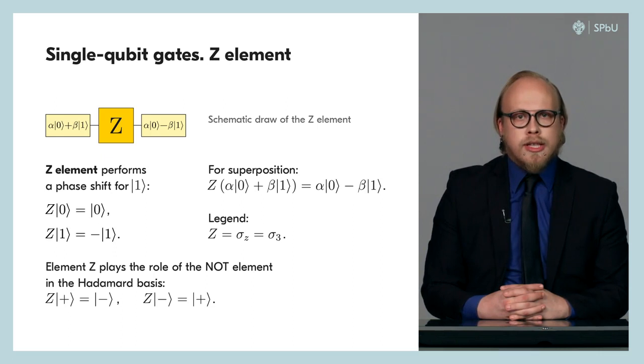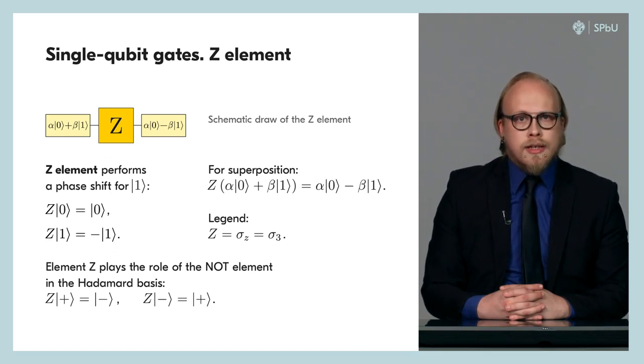And since the element z changes the relative phase between the terms of the superposition, it is also called the phase element. Note that if we work in the basis of 0 and 1, that is, eigenvectors of the Pauli 3 matrix, then the transformation performed by the element z does not have its classical analog. In classical calculations, we simply do not work with superpositions. However, if we choose the Hadamard basis plus and minus, it turns out that the element z will be similar to the element x, or the element not.